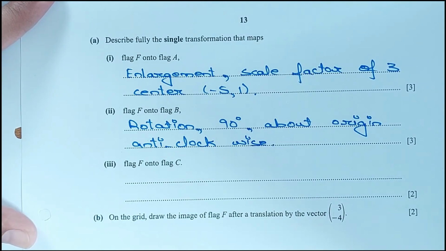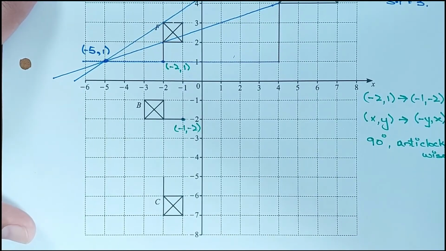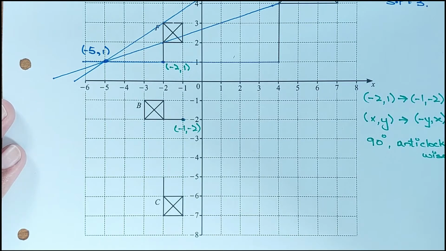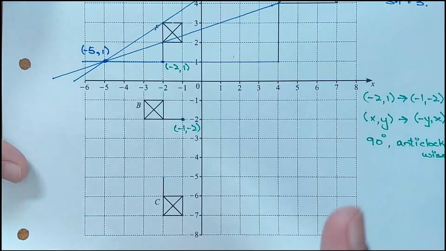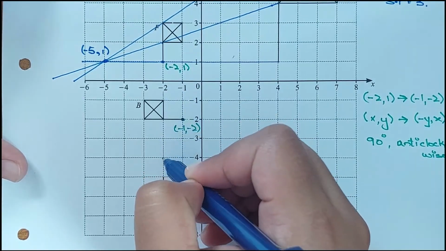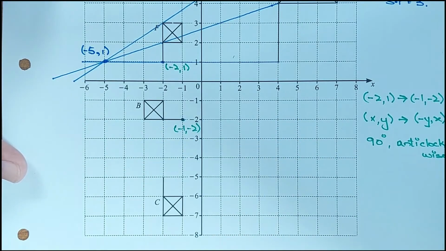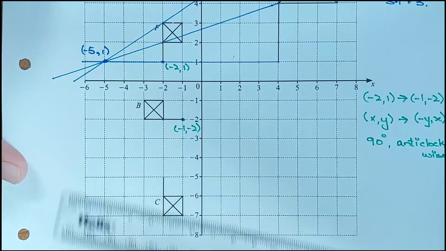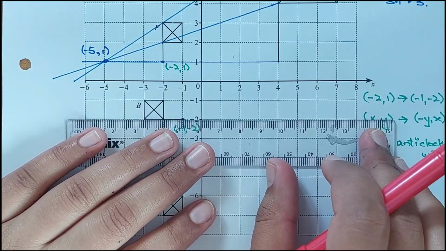Number 3, flag F onto flag C, F onto C. So this is F and this is flag C, you can see. So this is understood, it is a reflection, right? And how much it is reflected, along which line it is reflected. Okay, so it is reflected, I can count 1, 2, 3, 4, 5, 6 units, 1, 2 and 3. y equals -2. Let me draw this line to show you guys. It is reflected along a line y equals -2.